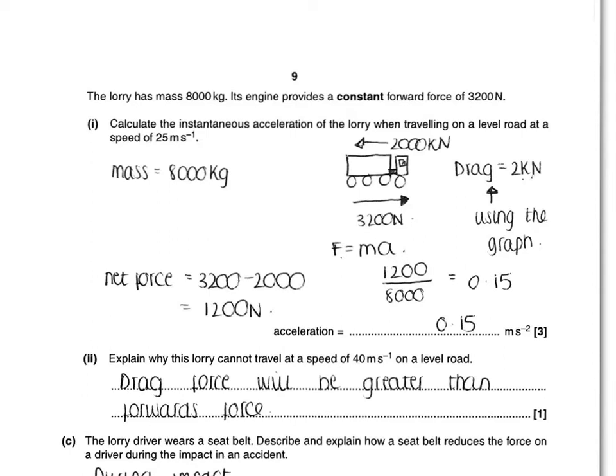For question BI, we know that the forward force is 3,200 newtons and the drag force from the graph is 2 kilonewtons, which is 2,000 newtons. To calculate the net force, we do 3,200 minus 2,000. This gives us a total of 1,200 newtons. In order to calculate the acceleration, we then do F equals ma, which works out at 1,200 divided by 8,000, which gives us an acceleration of 0.15 meters per second squared.